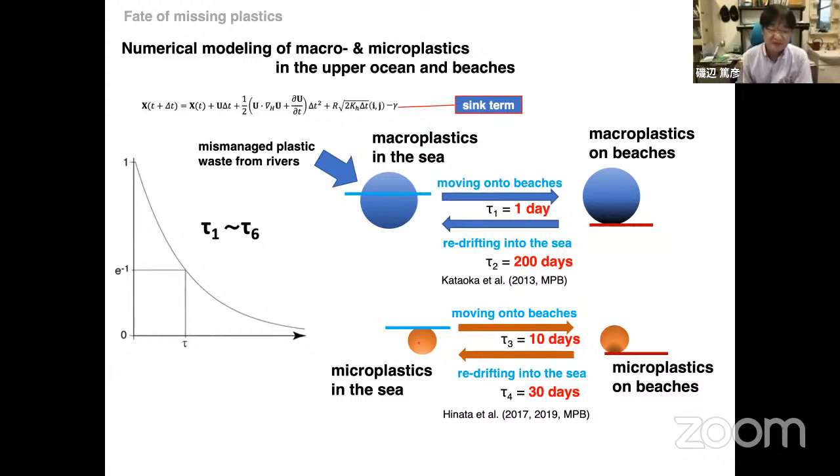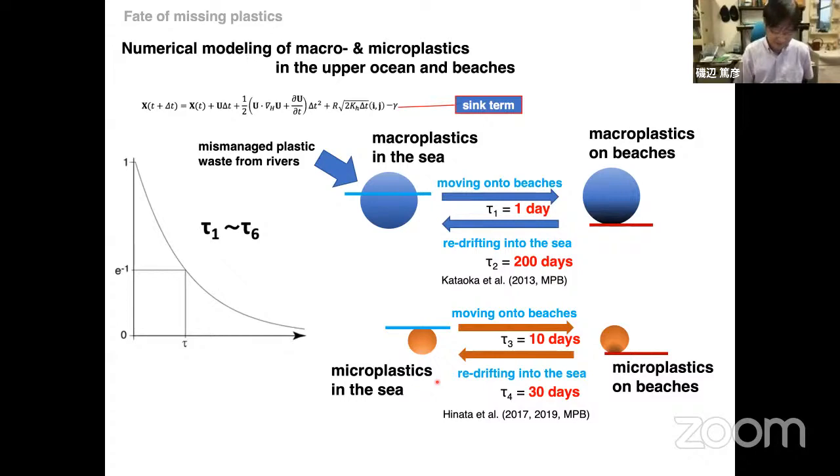And likewise, we set two kinds of microplastics. One is the microplastic in the sea, and one is the microplastic on beaches. These two microplastics exchange with each other with the time scales tau3 and tau4. Tau3 is the time scale for moving onto beaches from the sea. Tau4 is the time scale for moving from beaches to the ocean. Tau3 and tau4 are 10 or 30 days, as found by Hinata 2017 and 2019. This work is also published in Marine Pollution Bulletin.